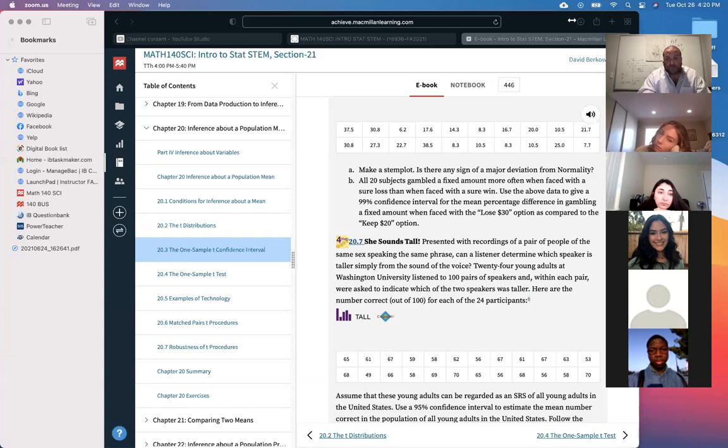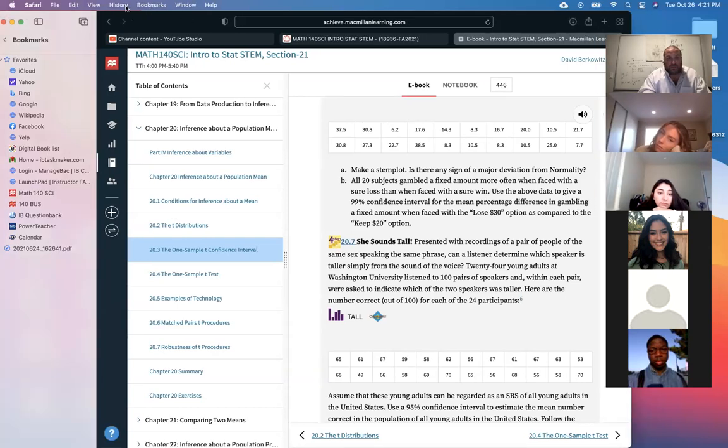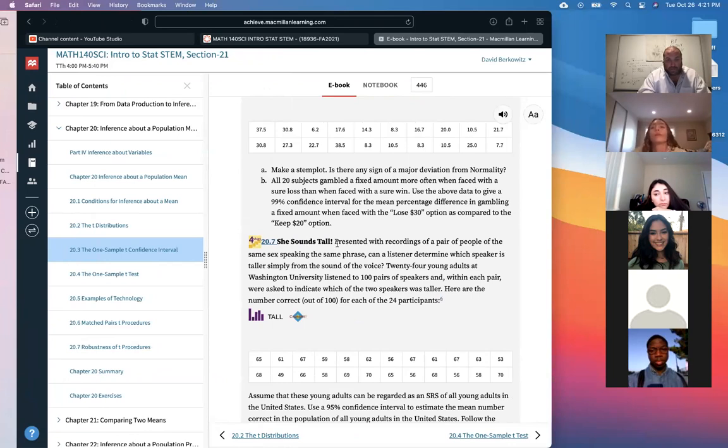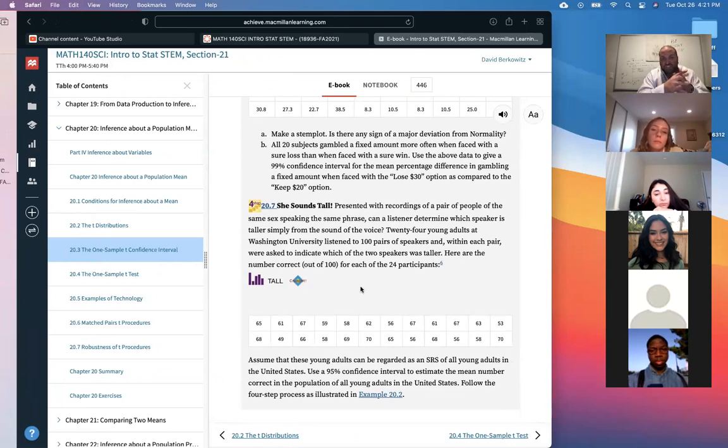All right. So let's do an example of using t. How about this one? Just happens to be the one in front of me. "She sounds tall." Presented with recordings of a pair of people of the same sex speaking the same phrase, can a listener determine which speaker is taller simply from the sound of the voice? 24 young adults at Washington University listened to 100 pairs of speakers, and within each pair were asked to indicate which of the two speakers was taller. Here are the number correct out of 100 for each of the 24 participants.